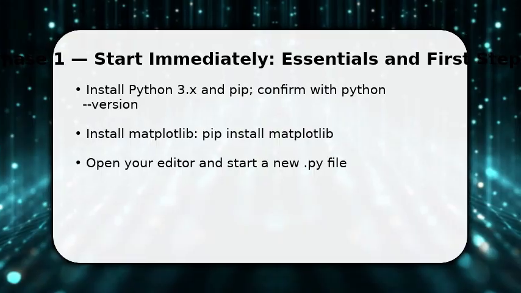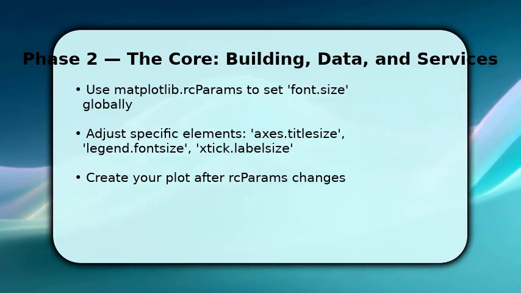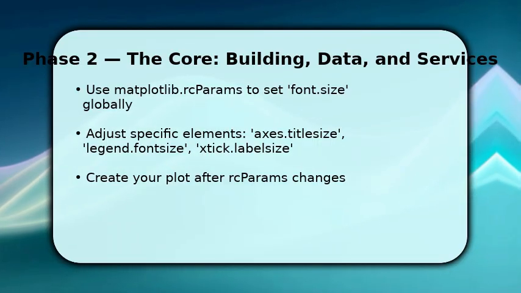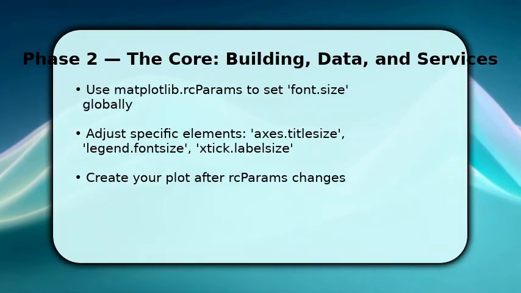This is the complex middle step where control matters. You change matplotlib.rcParams font.size equals 16 to enlarge all text, or fine-tune axes.titlesize, legend.fontsize, and xtick.labelsize individually. Use font properties when you need per-text control.